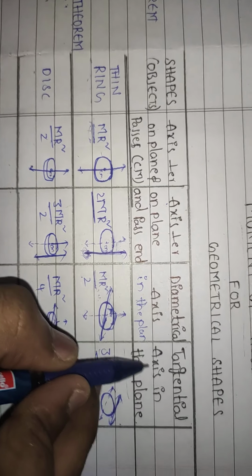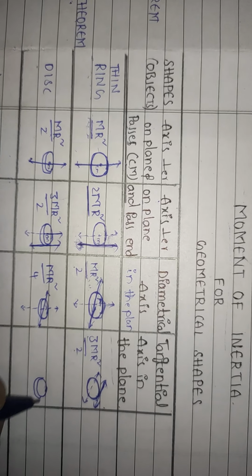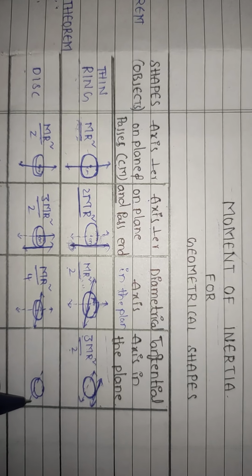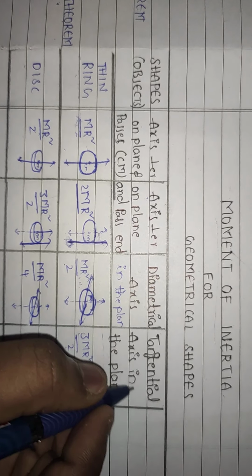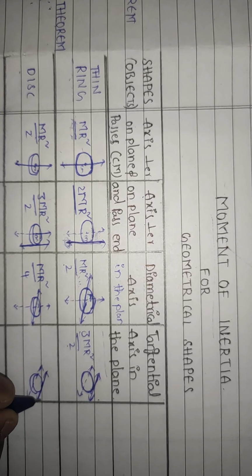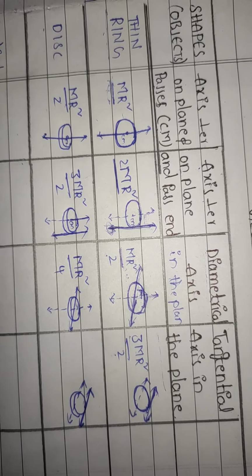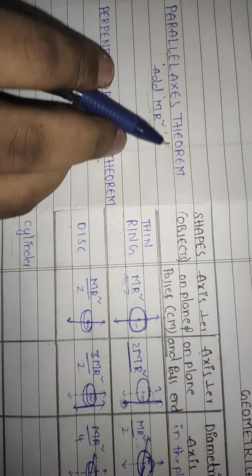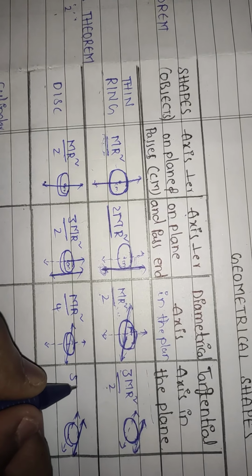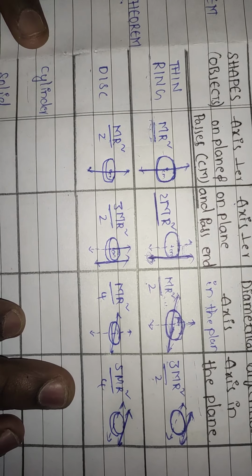Okay, tangential axis in the plane. Take this as a disk, tangential axis in the plane. Now take the diametrical axis as the dotted line, and the tangential axis in the plane means this is the axis we are going to calculate. Okay, these two are parallel, right? Now we have to apply the parallel axis theorem. Add mr square to the diametrical axis. Now it will become 5 mr square by 4. Okay, have you understood, children?